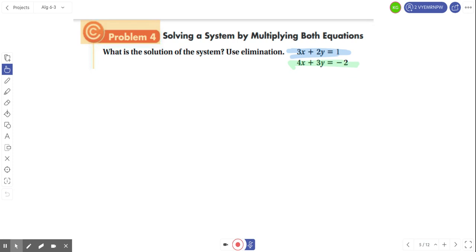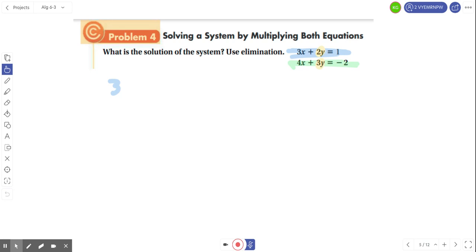So, I got some choices here. I could try to eliminate the x's or the y's. I'm going to be multiplying both equations, so either one will work. I'm going to go with the y's because they're smaller numbers, and those will be easier to work with. So I can multiply this 2y by 3 to get 6y, and on the bottom I can multiply by 2 to get 6y. So I'm going to make them both equal 6y by multiplying.